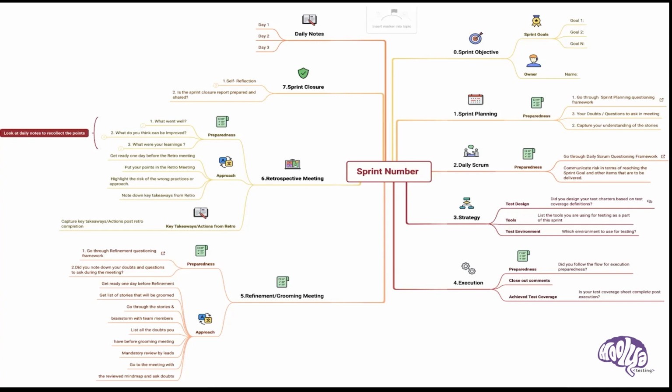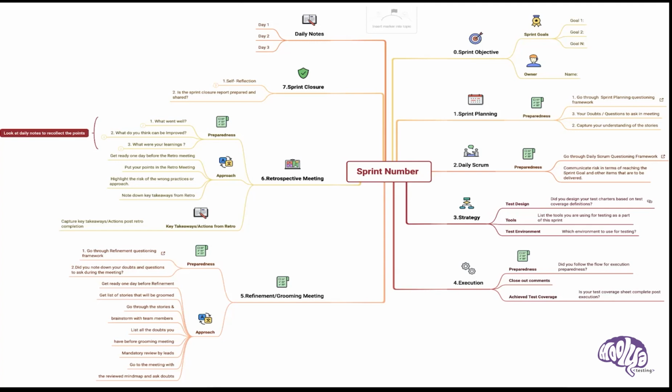Then comes the sprint closure. Like I touched upon in the previous slide, we send out a closure report where we mention all the stories that we tested, and the coverage that we achieved in each story. And if there were some challenges that we faced and have been highlighting but have not been acted upon yet, we would put them in the closure report. That would be the risk that we'd be raising.